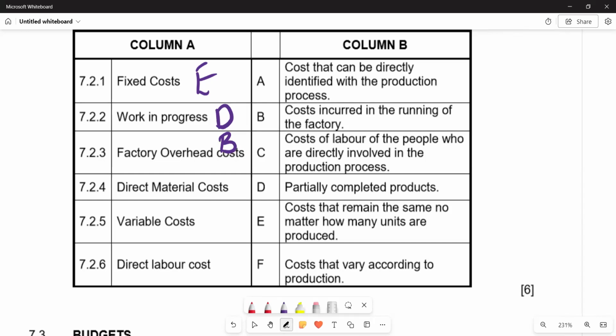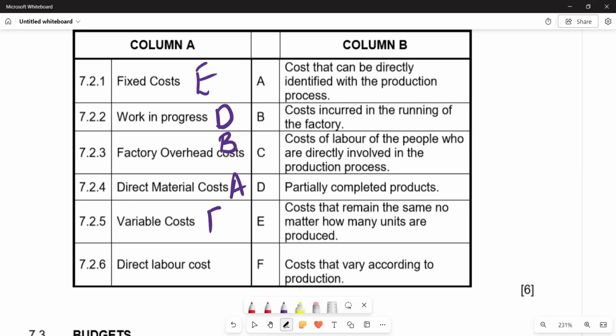So it is a cost that can be directly identified in the production process. So we've got A. And then a variable cost, these are costs that change with the level of output. Producing 0 units, you are not going to pay any, it's 0 variable cost because you haven't produced anything. But if you produce 10, the cost will increase, produce 20, they will increase again. So they change with the level of output. So 7.2.5, our response is F, costs that vary according to production.